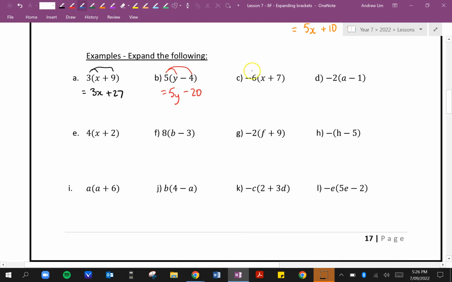C. Minus 6 times x is minus 6x. Minus 6 times positive 7 is negative 42. Negative 2 times a is negative 2a. Negative 2 times negative 1 is positive 2. Alright, maybe pause the video, have a go with e to h, and then I'll reveal the answers.